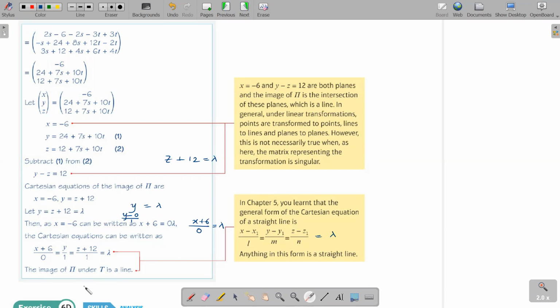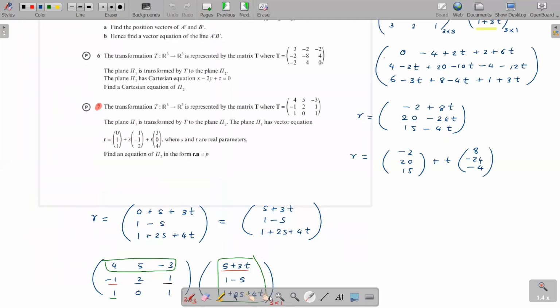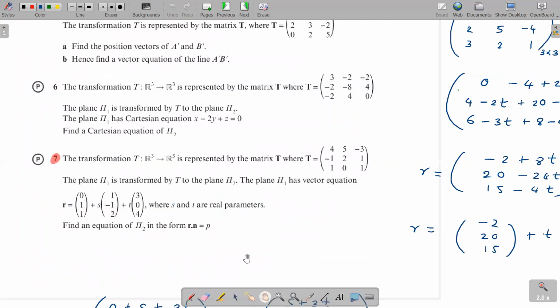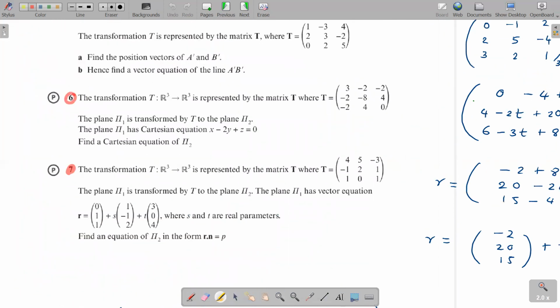Okay, but generally this is not the case. Most of the time, you should get a plane becoming what? Another plane. Normally planes go into another plane. Now let's go into the actual question in the textbook. Shall we try question number 6? Try question number 6 and see what happens.